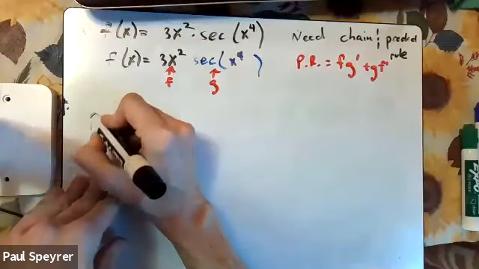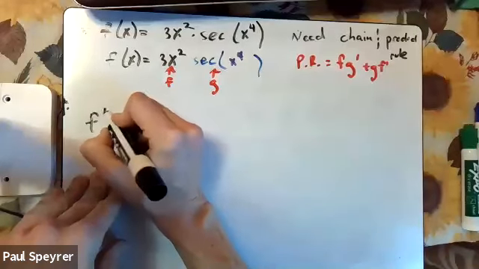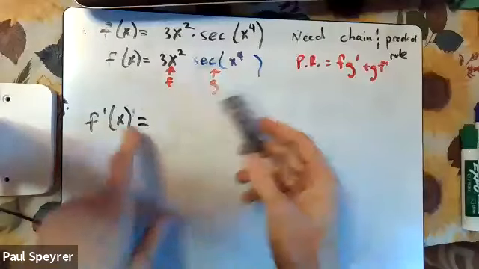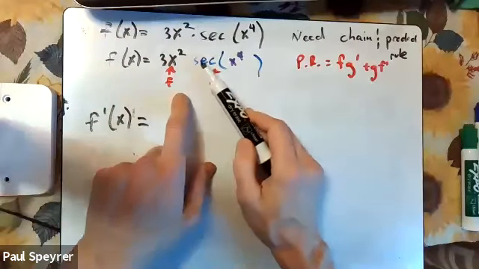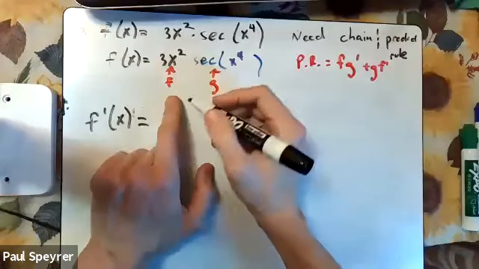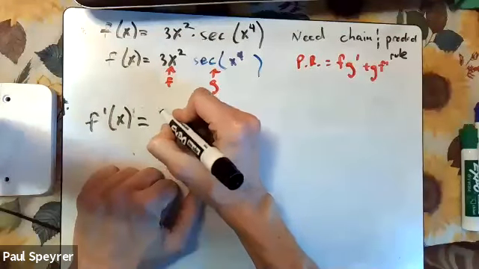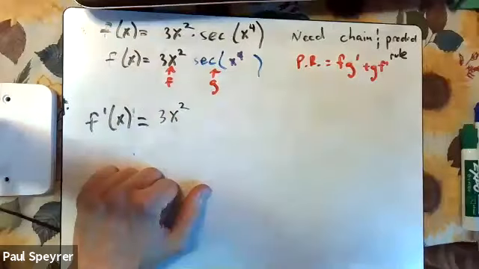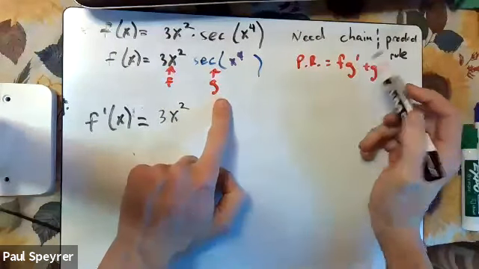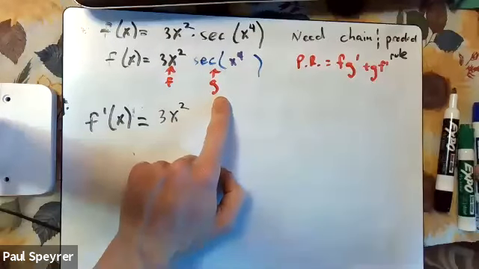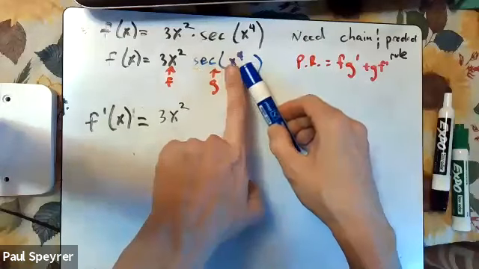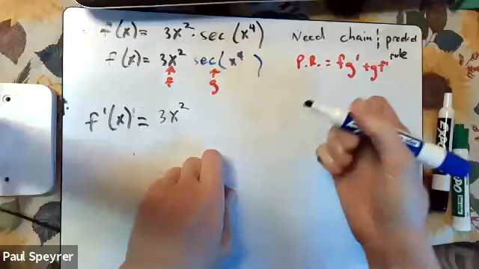But let's just go for time, right? So f prime of x. So we have to do the product rule first, right? So it says f times g prime. Well, f is just 3x squared. Well, that was easy. Now we take the derivative of g. G is the component that's going to involve us having to chain, right? Why? Because we have a function trapped inside of another, an algebraic trapped inside of a trig.